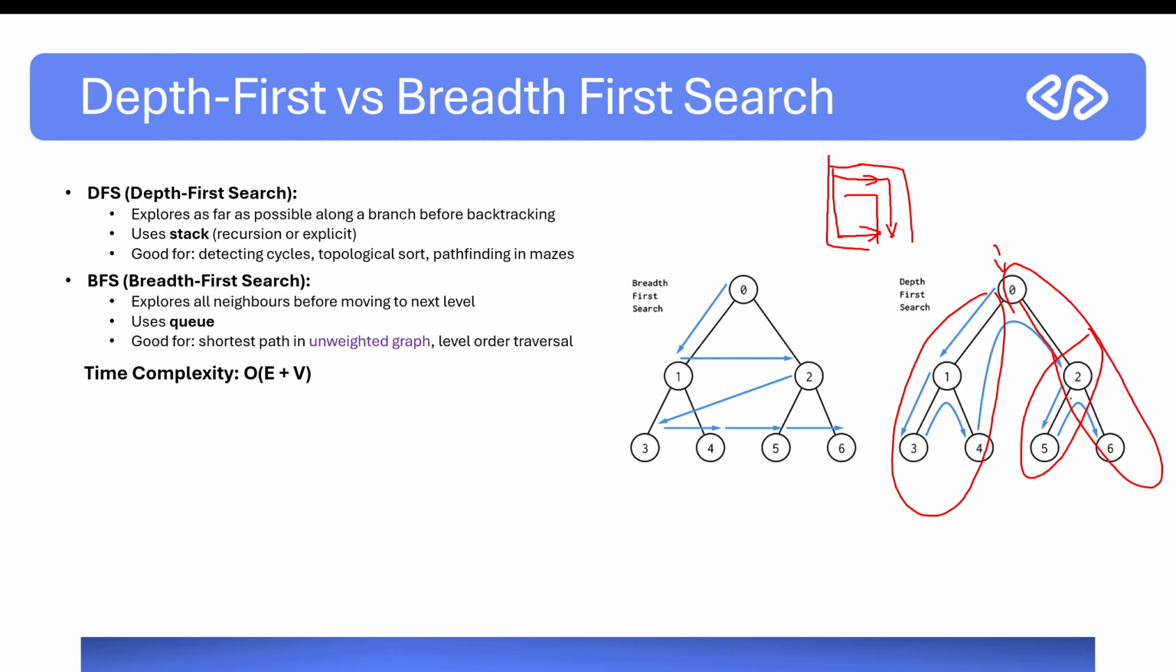And that uses recursion, like for going back. Or it uses a stack. You can do it iteratively, but you have to use a stack data structure. So it explores as far as possible along the branch before backtracking if it hits a wall. So we use this for detecting cycles, topological sort, and pathfinding mazes, which I tried to explain here. I'll explain topological sort in the next slide.